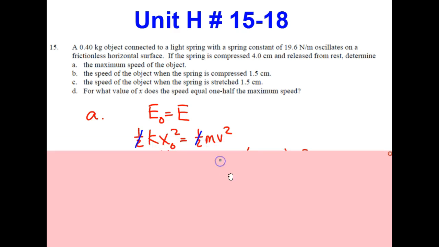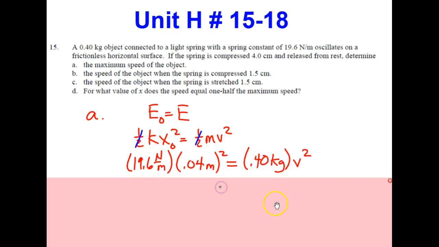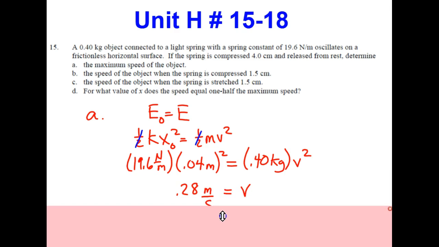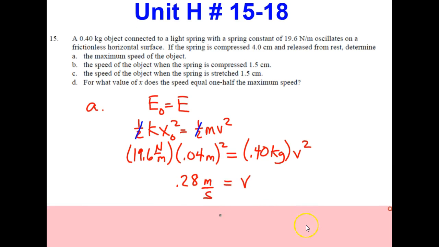So we go ahead and set that up. 1/2 k x_o squared equals 1/2 m v squared. And the halves cancel. We go ahead and substitute. Solve for v algebraically. Take a moment to do so if you need to. And v equals 0.28 meters per second.